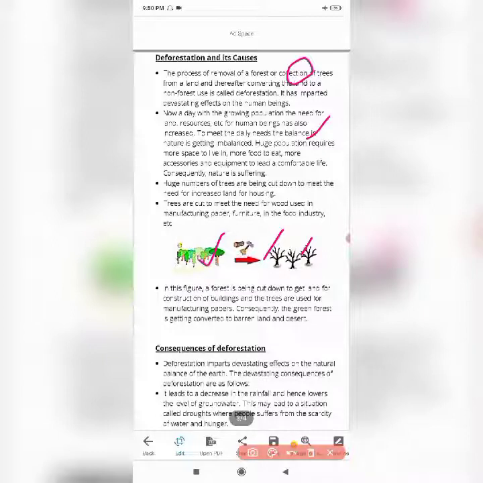So students, see the destructive impact of deforestation. And now you will see what the consequences of deforestation are. As far as the consequences are concerned, deforestation imparts a drastic effect, a devastating effect on the natural balance of the earth.